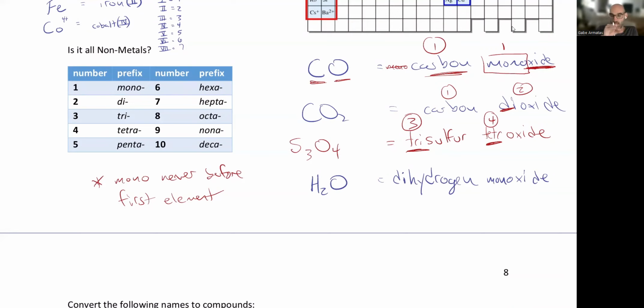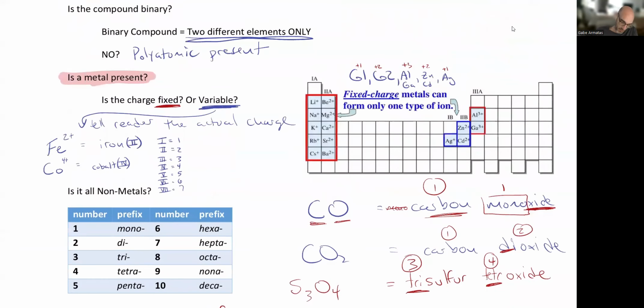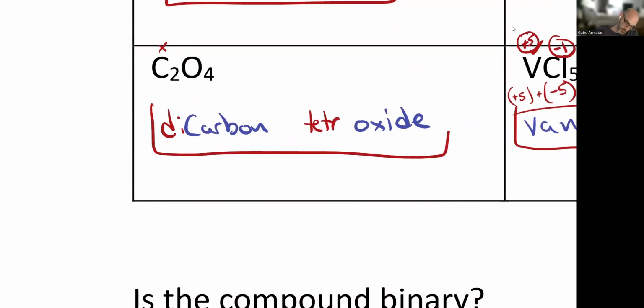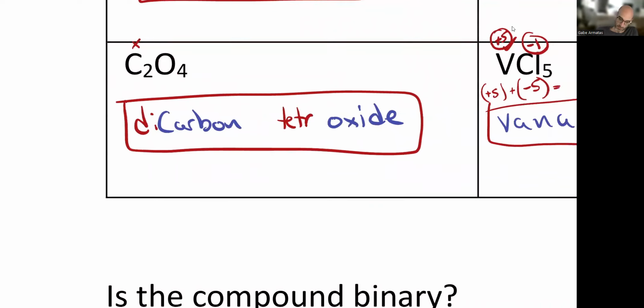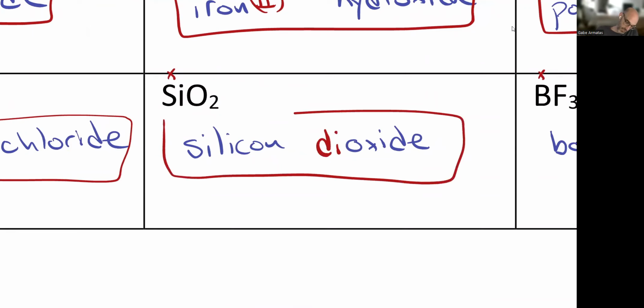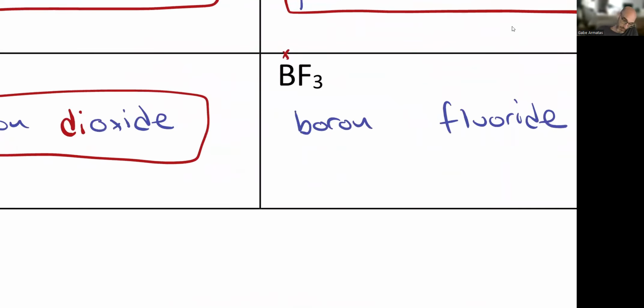So with that said, and these are our list of prefixes, name all of these. Dicarbon, and I'll use red because that's what I was doing. Dicarbon tetroxide. Okay. 2 carbons, 4 oxygens. Silicon, we don't need mono for the first one. Dioxide, I have 2 oxygens. Again, if it's all nonmetals, we have to add prefixes to tell the reader. Same thing, boron, no prefix, trifluoride.